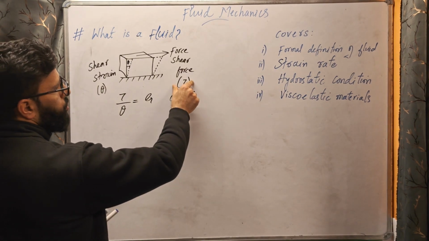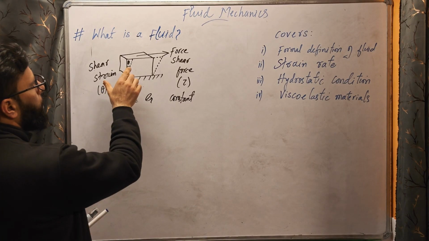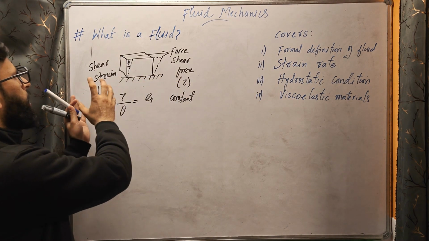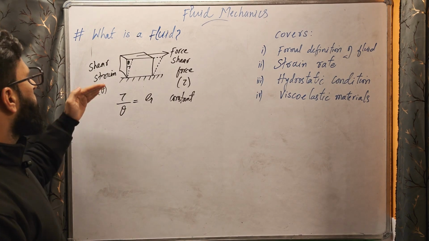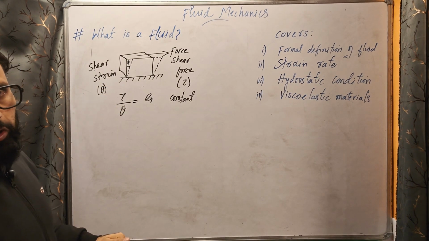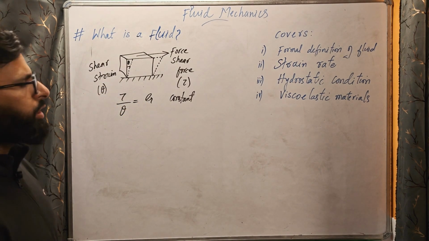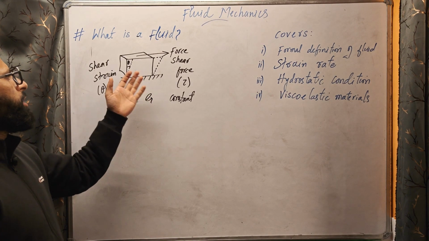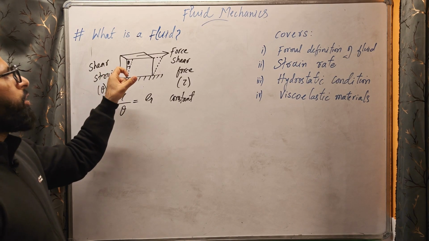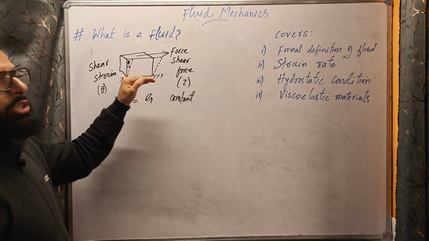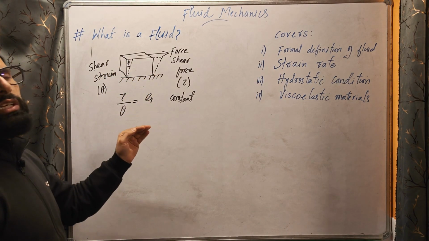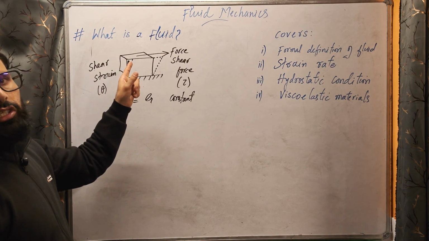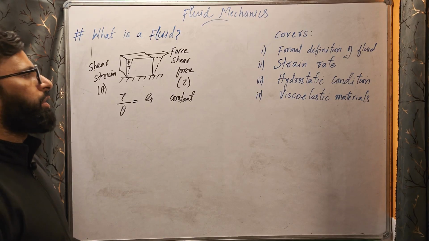Now if this shear stress is constant, it will develop a constant shear strain, and the constant shear stress divided by constant shear strain is also constant, and we call it the modulus of rigidity. So a higher value of rigidity means more resistance, it will resist any change in shape, and a lower value of G means it will have a larger value of this shear strain, meaning less resistance.